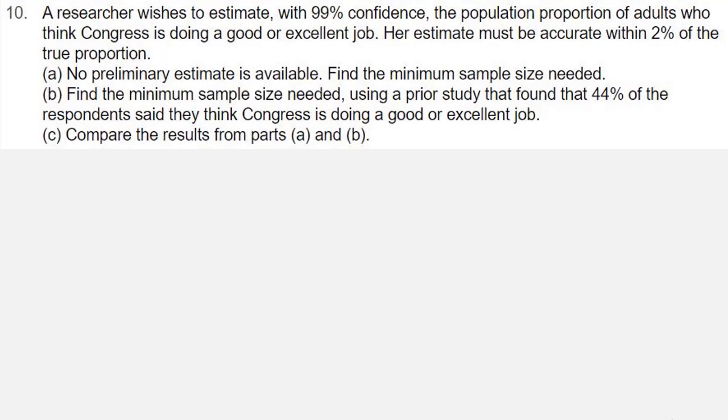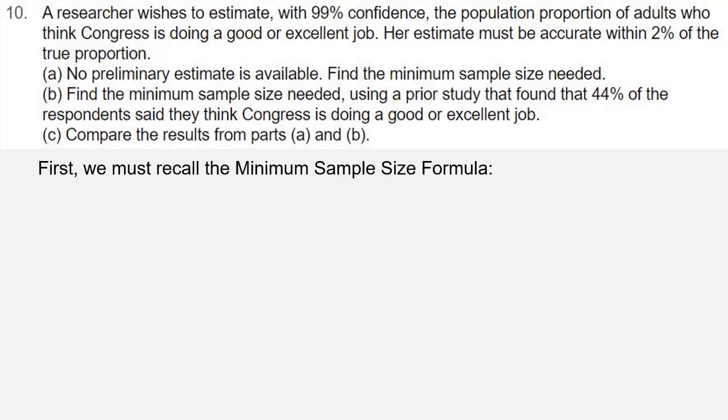We have three questions here. A, no preliminary estimate is available. Find the minimum sample size needed. B, find the minimum sample size needed using a prior study that found that 44% of the respondents say they think Congress is doing a good or excellent job. And then C, compare the results from part A and B.